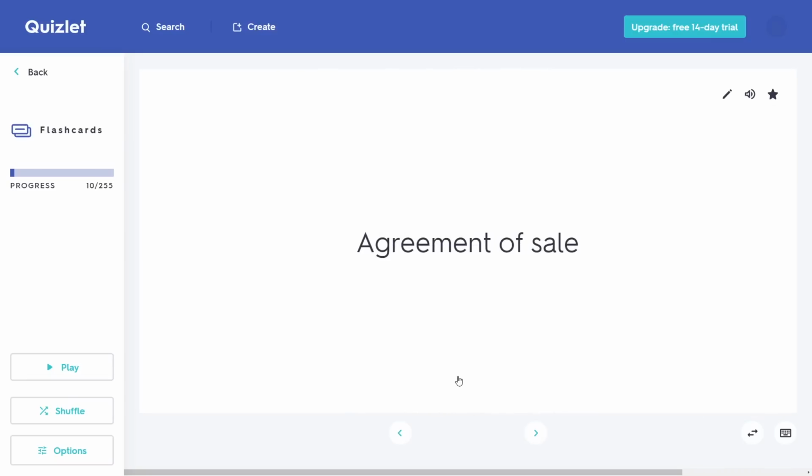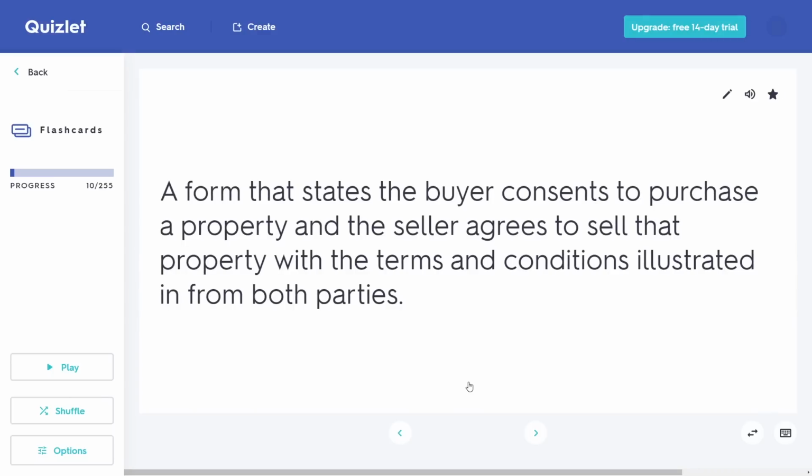Agreement of sale. Okay. So think that one over. All right, you guys figure it out? Sweet. All right. So, an agreement of sale is a form that states the buyer consents to purchase a property and the seller agrees to sell that property with the terms and conditions illustrated from both parties. So, pretty self-explanatory there. It's just an important form that you need to know for your real estate career.